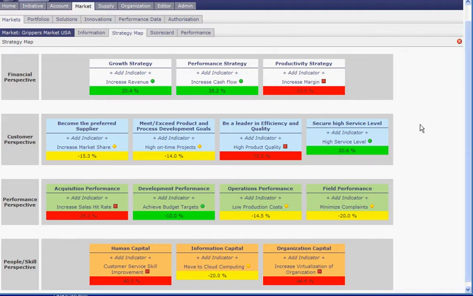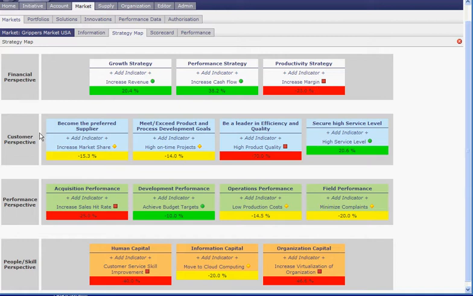So you see 4 different kinds of layers. Layer 1 is the financial layer. It's the financial performance. A lag indicator measures the tangible outcome from the strategy. And usually you can have a financial perspective of growth strategy, and the objective of growth strategy could be increased revenue. Performance strategy, increased cash flow could be a measure. Productivity strategy, the objective could be increase of margin.